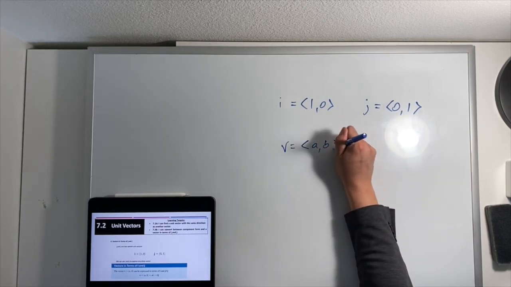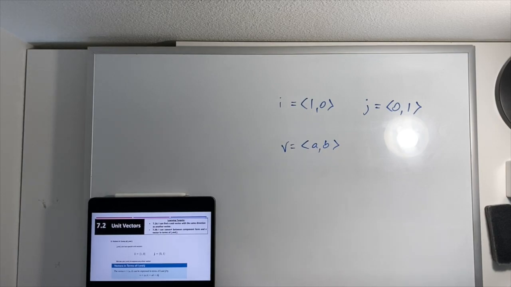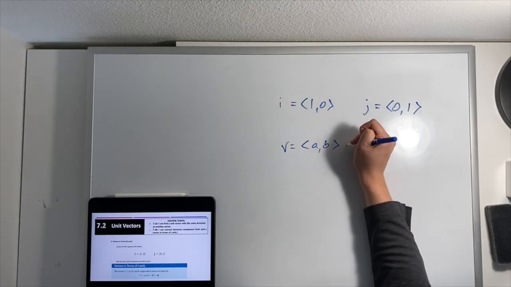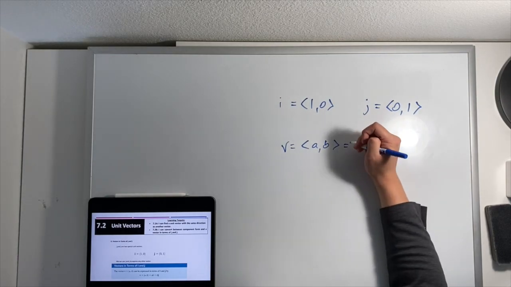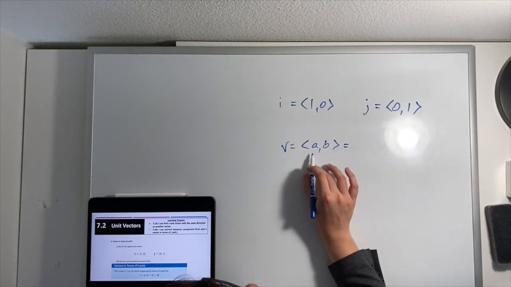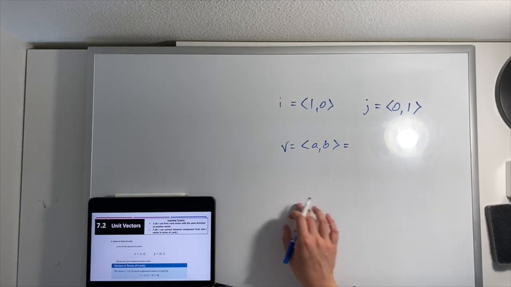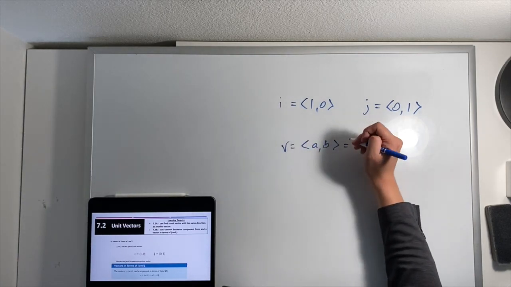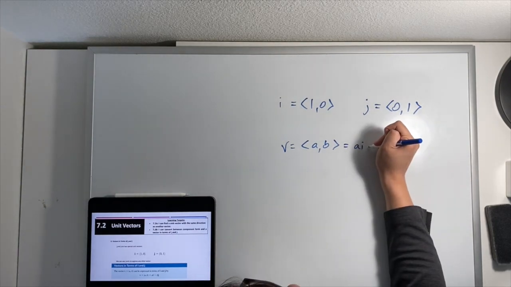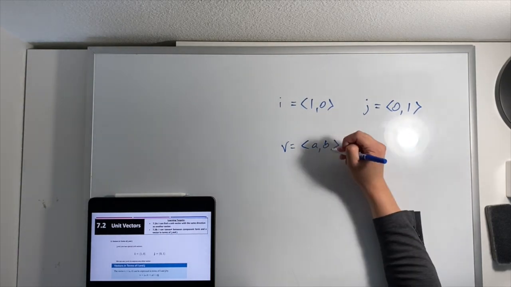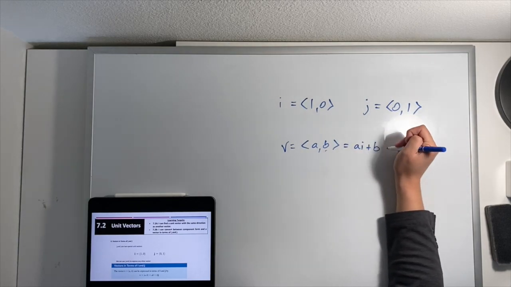In fact, often we will express vectors instead of with our angle brackets, <a, b>, in terms of i and j, in terms of multiples of i and j. So if we're moving a in the horizontal direction, then we are taking a multiples of vector i, and we're adding it to b multiples of vector j.